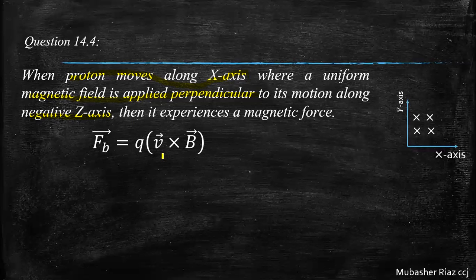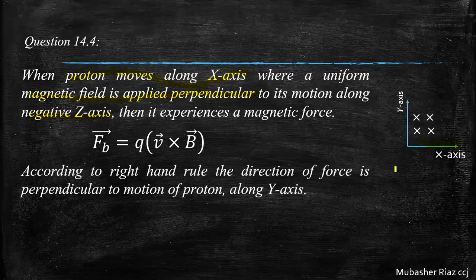Under the action of this magnetic force, according to the right-hand rule, if we rotate velocity towards the magnetic field, and velocity is along the x-axis and the magnetic field is directed along the negative z-axis into the plane. So if we rotate V towards B with the help of the right hand, then the force is directed along the positive y-axis. So this is the direction of the magnetic force experienced by the particle along the y-axis.